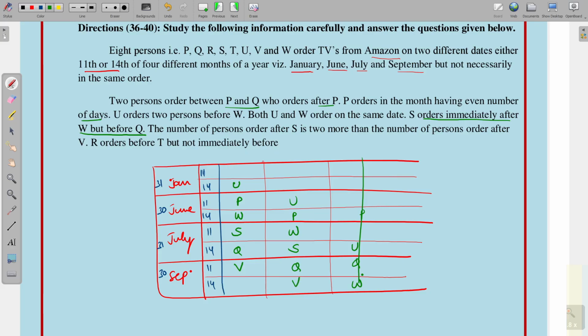Next, R orders before T but not immediately. So if T is placed here, R is placed here, but not immediately before. In the sense, this one is also not correct. Let us move on to the questions.